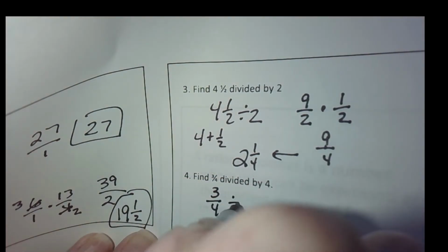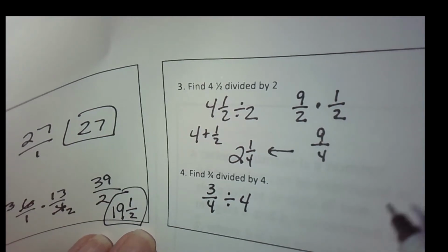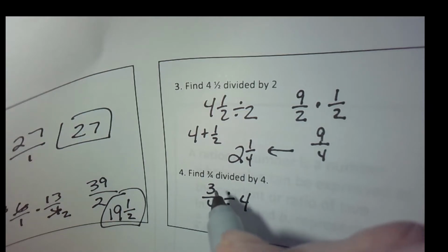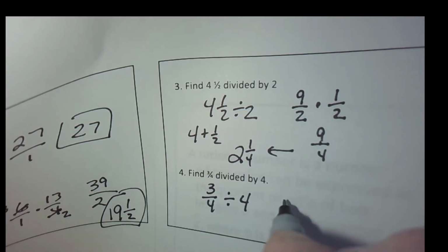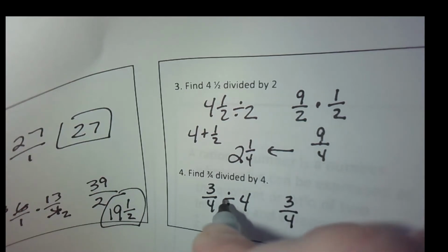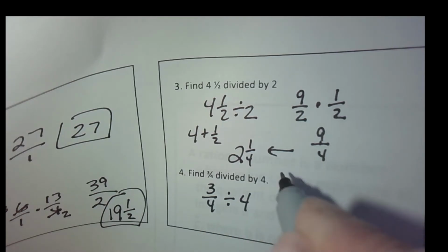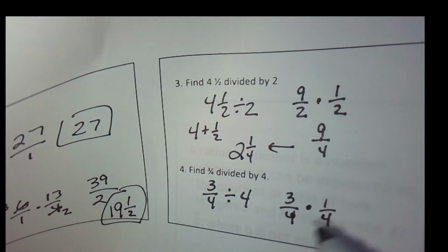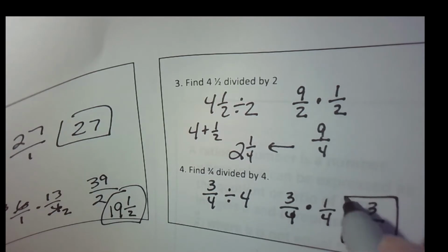3/4 divided by 4. This is probably just as easy to go ahead and work it out by using multiplication with the reciprocal. So when we divide with fractions, we keep the first fraction like it is, or the first whole number, whatever's in front of the division sign, like it is. Change divide to multiply, and then take the reciprocal of the second. Okay, so instead of 4, we would have 1 over 4. Same thing. Top times top, bottom times bottom. So 3 times 1 is 3, 4 times 4 is 16. So 3/16.